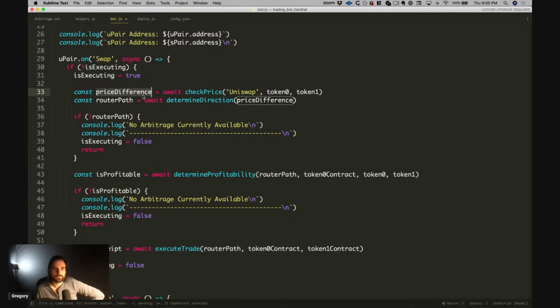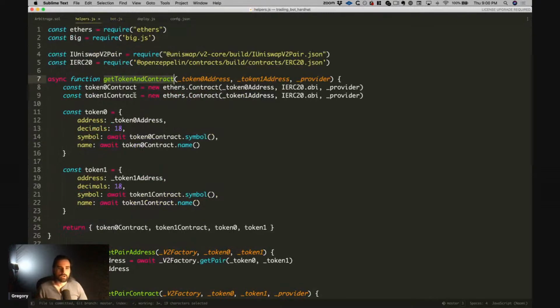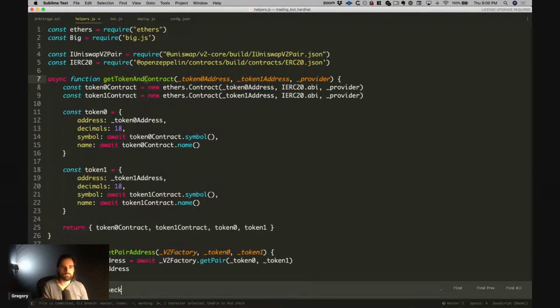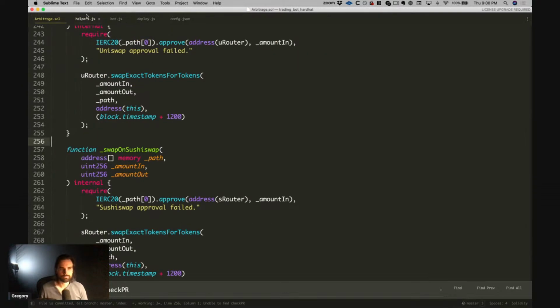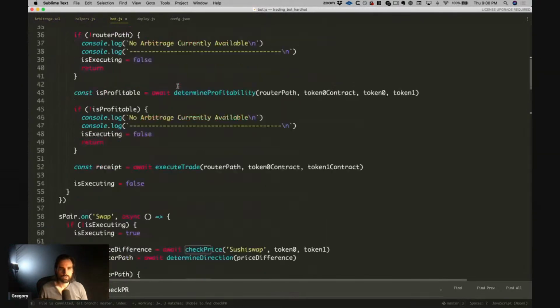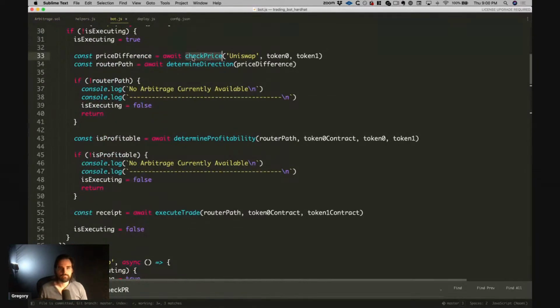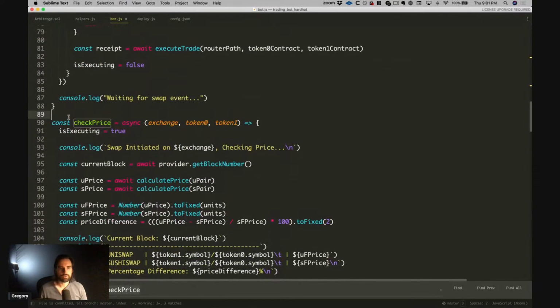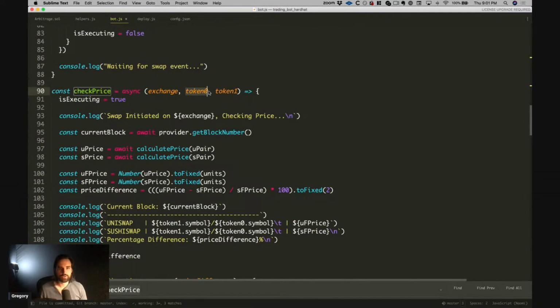So what it does, it checks for the price difference. All right. We can do check price, Uniswap token 0, token 1. You see check price here's in the helpers. Actually, it's down here. Hold on. Check price is a function down here. All right. So check price, it gives you the exchange token 0, token 1.